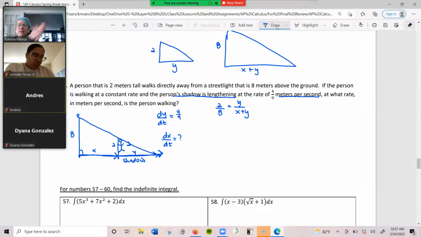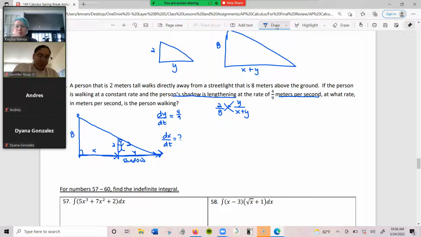When you have a fraction equal to another fraction, cross multiply. Exactly. Whenever you see this, right? Because the next step would be to take the derivative, but this is going to be really annoying because we have the quotient rule. So we don't want to do that. So we're going to cross multiply so that way we don't have to use the quotient rule.